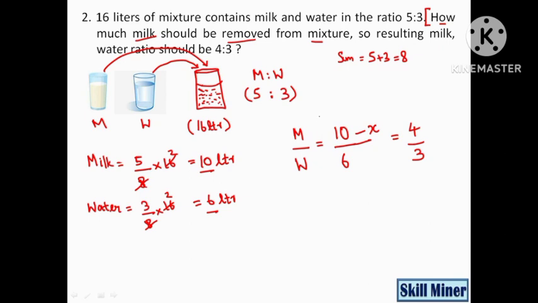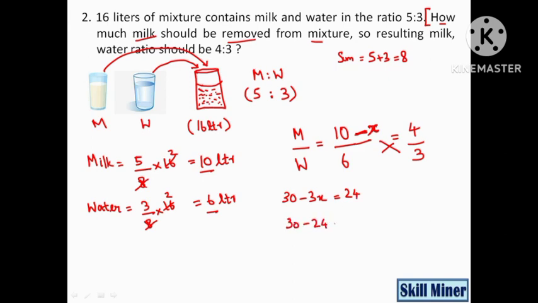Now as per the second condition, some amount of milk should be removed from the mixture. Okay, initially there are 10 liters of milk, some milk should be removed, so that the resulting ratio is 4:3. Okay, now I am cross multiplying this. 30 minus 3x is equal to 24.